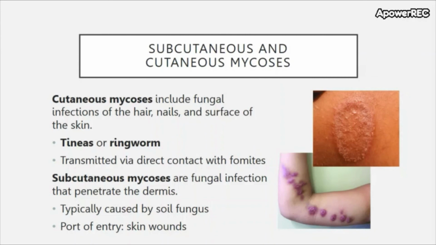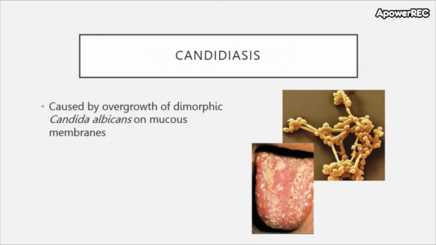You may also see subcutaneous mycosis, which are fungal infections that penetrate the dermis. These are typically much more serious than cutaneous mycosis. They're usually caused by soil fungus, and the port of entry is skin wounds. You can get yeast infections that are caused by an overgrowth of the dimorphic Candida albicans on mucous membranes. Dimorphic just means that it can exist as individual yeast cells, or it can have a typical fungal growth pattern, as you can see in the image on the right.